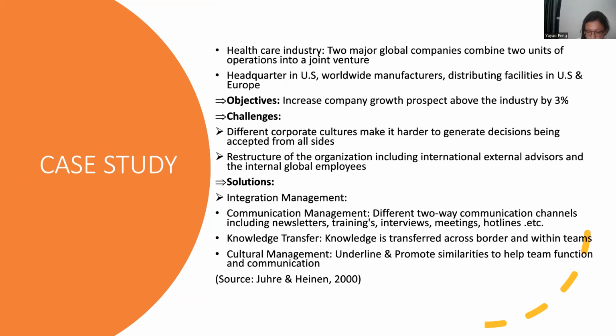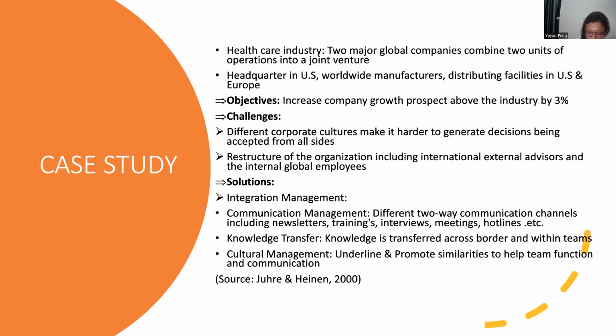The healthcare industry case presented by Juher and Hayden is a prime example of the pros and cons of IPM. Under the pressure to increase profitability in a maturing market, two major global companies combined two units of operations in a joint venture. The headquarters is in the US, while the manufacturing and distributing facilities are located in Europe and also the US. If the company succeeds in the project, it will be an integrated global company, which has growth prospects above the industry by 3%.